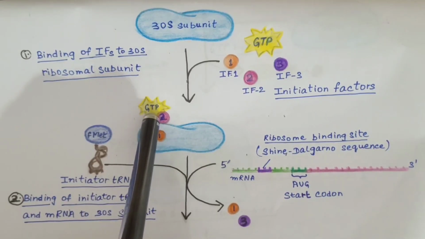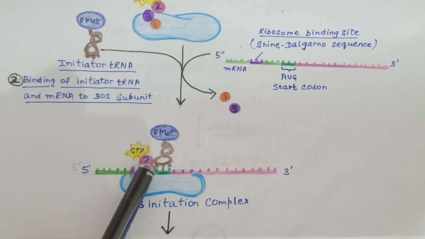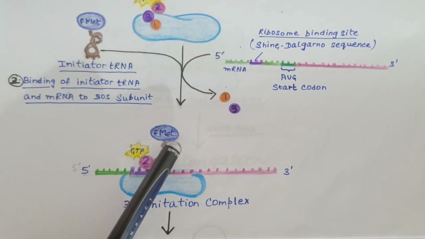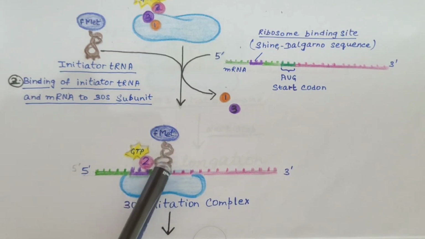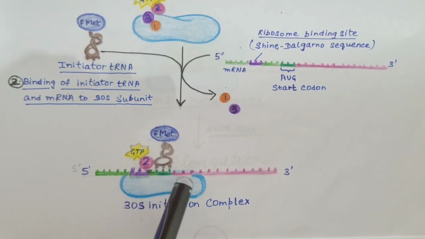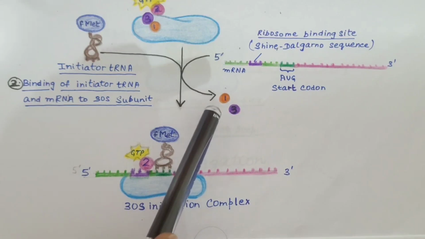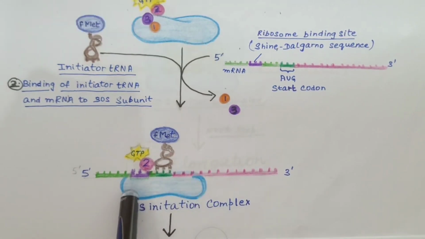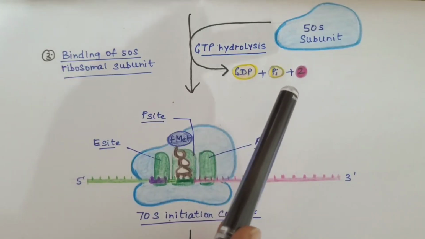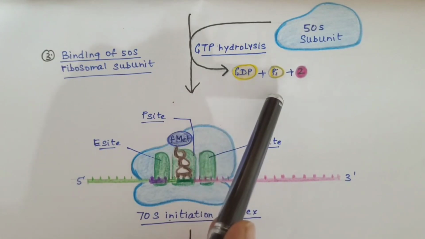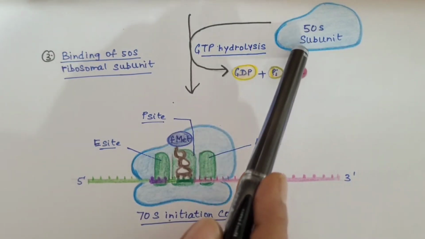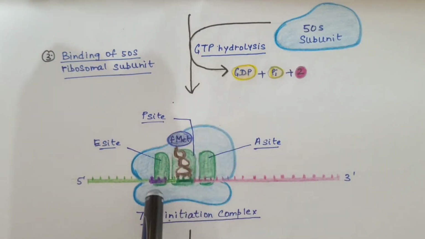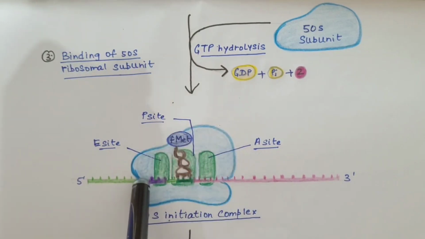This initiation factor 2 facilitates the binding of initiator transfer RNA to the initiation codon, that is AUG. Then initiation factors 1 and 3 are released. This is known as the 30S initiation complex. After that, initiation factor 2 is released and GTP is hydrolyzed. With this, the 50S ribosomal subunit comes and binds with this 30S initiation complex. Now it is known as the 70S initiation complex.